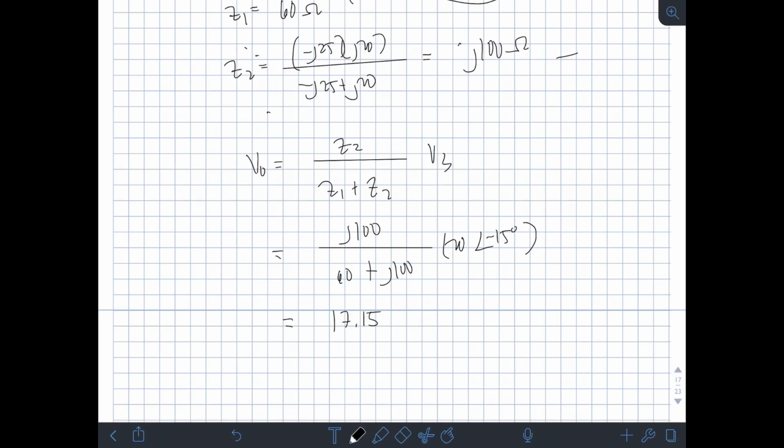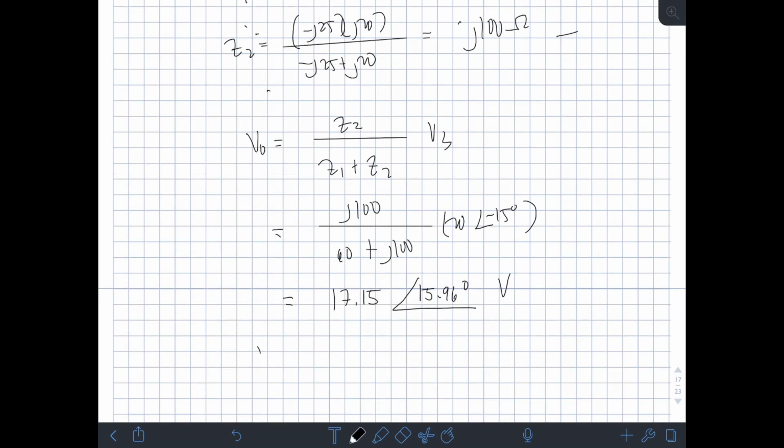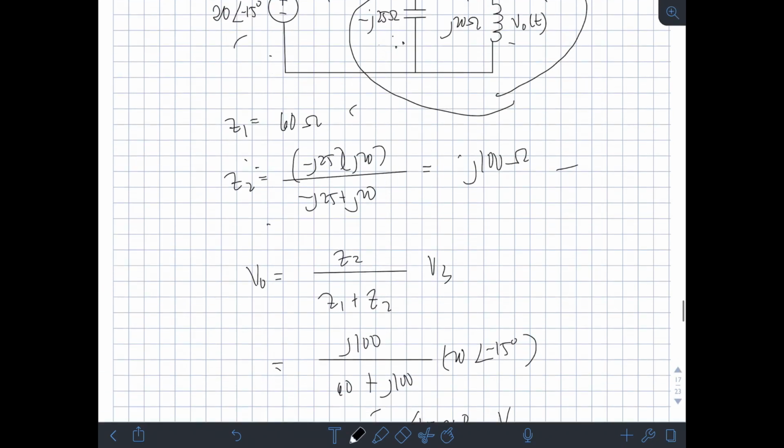17.15 angle 15.96 degree volts. Now, transform natin siya in terms of sinusoid form. So, V sub O of t is equal to yung magnitude na 17.15, then cosine 40, right?